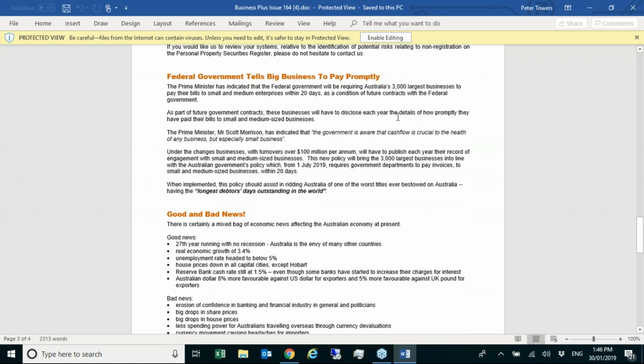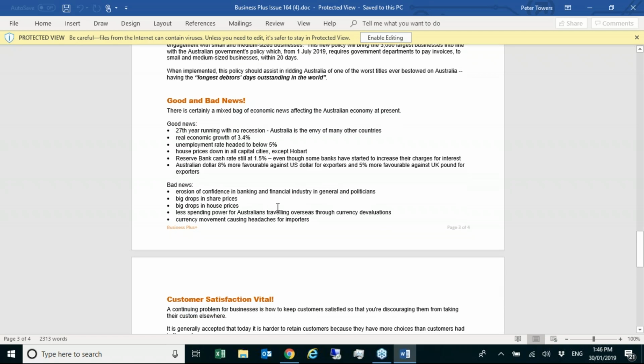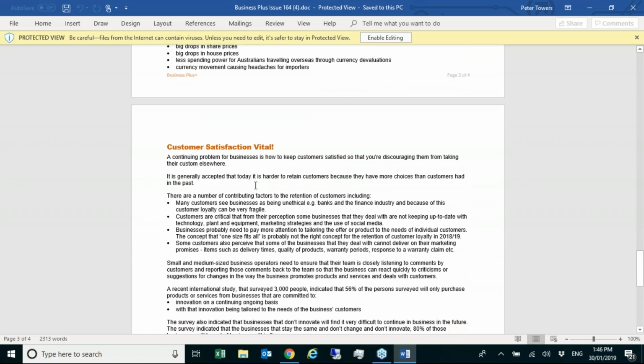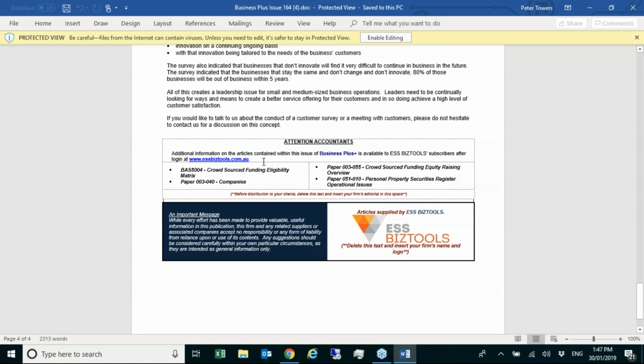The federal government was told to pay big business promptly, so we put that in. The good and bad news was some economic material of what's happening around Australia. And then we had something on customer satisfaction. And then we had Attention Accountants. Now, Attention Accountants is in the system to give you an indication of some supplementary material that you could use as a reference library, if you like, on a particular subject. So we got some material in there on crowdsourced funding.